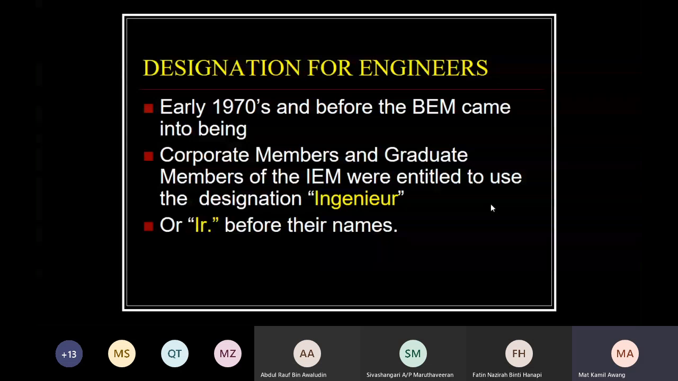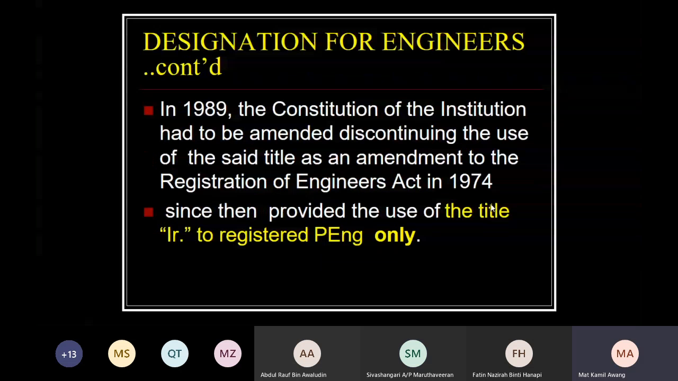In 1989, the constitution of the Institution of Engineers had to be amended, discontinuing the use of the said title, as an amendment to the Registration of Engineers Act 1974. Because the Registration of Engineers Act 1974 only allows professional engineers to use the title IR. So IR is for registered professional engineers only, not just any engineer, right?